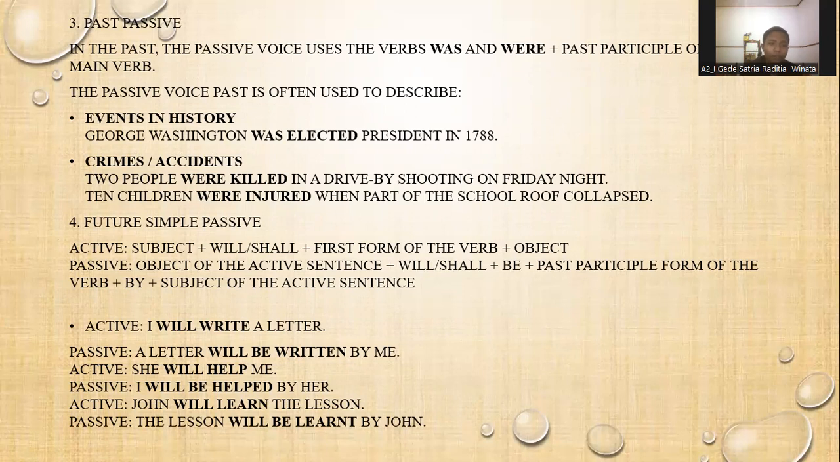The fourth, future tense. Active: subject plus will or shall plus first form of the verb plus object. Passive: object of the active sentence plus will or shall plus be plus past participle form of the verb plus by plus subject of the active sentence. The example below. Active: I will write a letter. Passive: a letter will be written by me. Another example is on the slide.